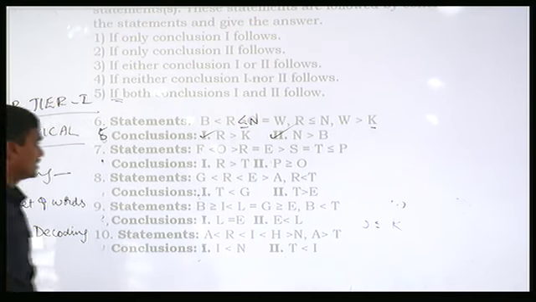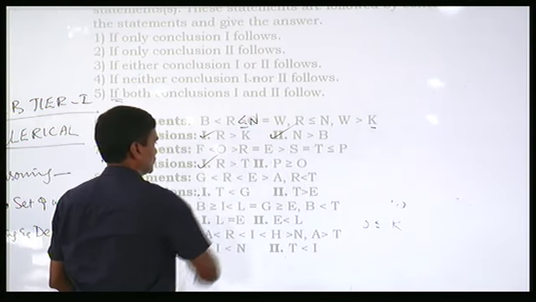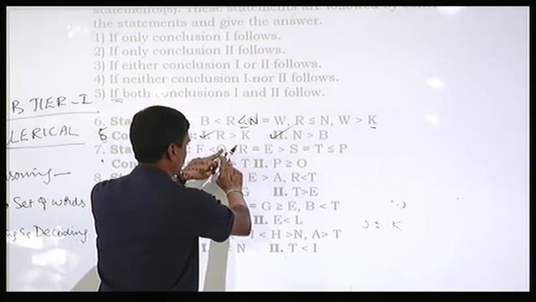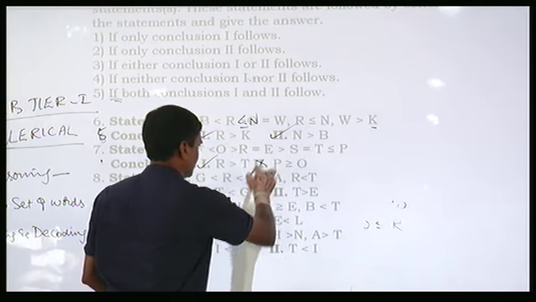The next one. R and T. R is here, T is here. Greater than. R greater than T is 2. And P greater than or equals to O. O is here, P is here. This is greater than, this is lesser than, two opposite symbols.